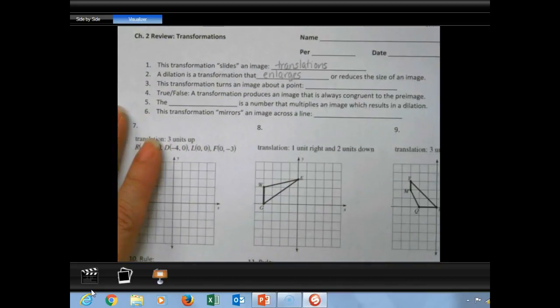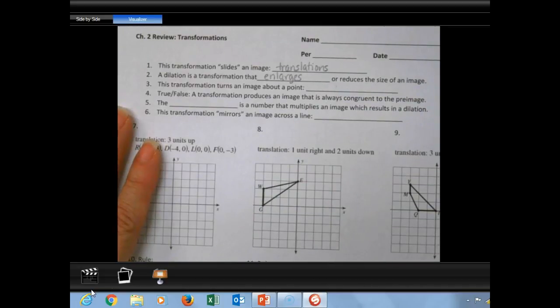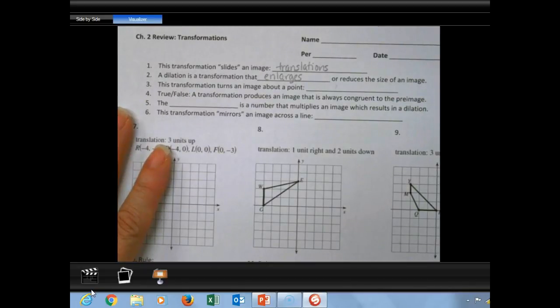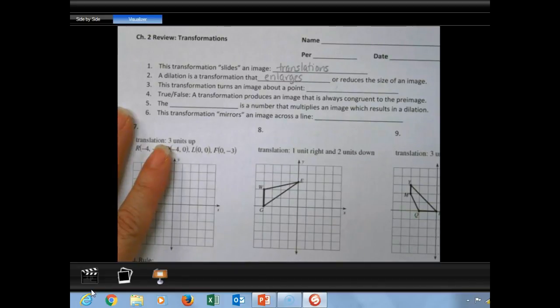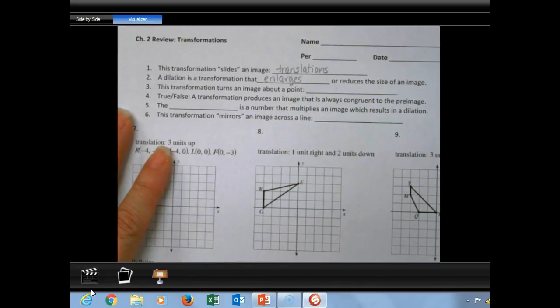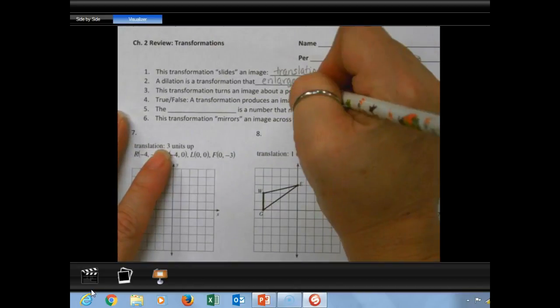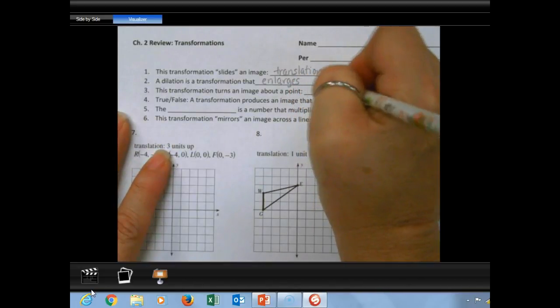Okay, number 3, this transformation turns an image about a point. It's the transformation, not where it's being turned around from. So what kind of transformation, Kevin? Well, that gives me a direction, not the name of the transformation. What kind of transformation is going to turn about an origin, Christian? Not a reflection. You're close, though. What kind of transformation turns? Noah? Rotation. Thank you, Noah, rotations.